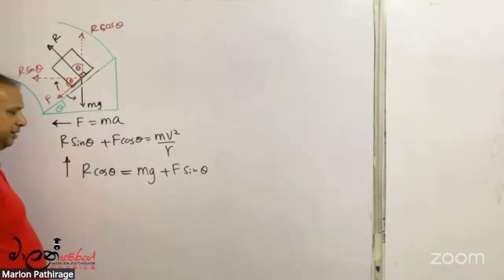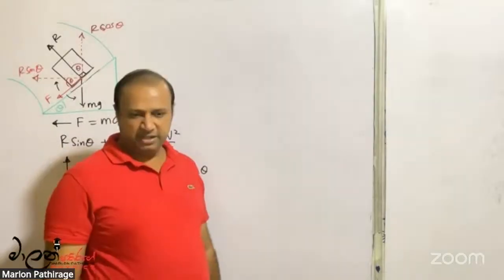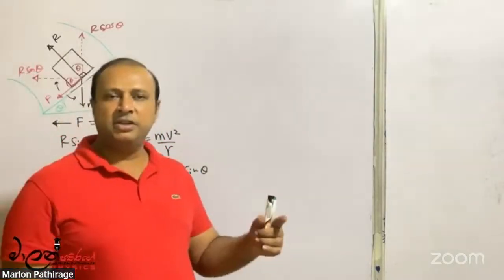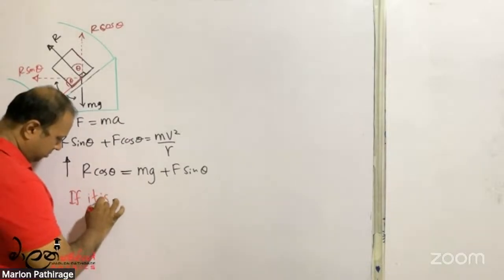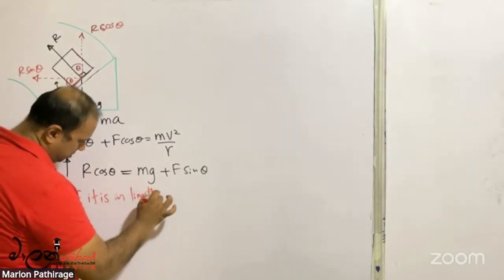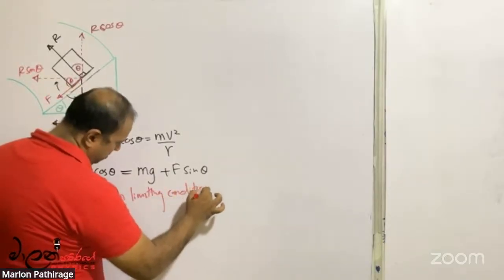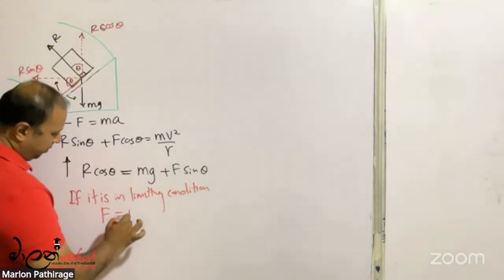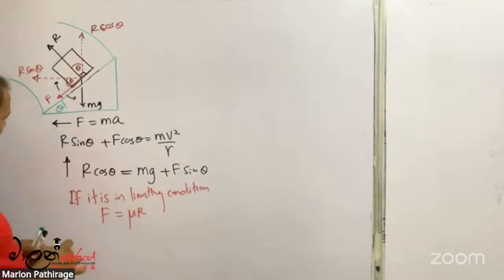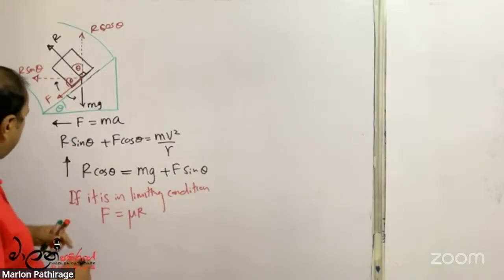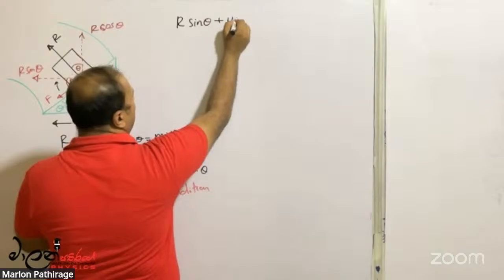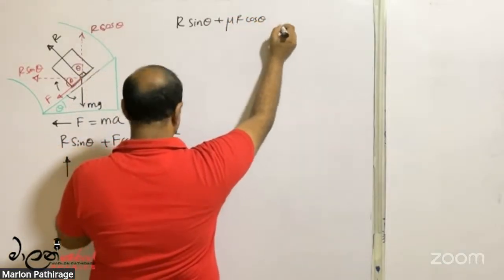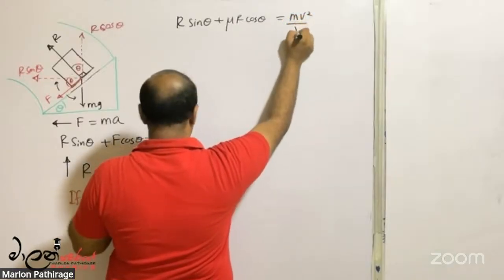Okay. Then suppose now it is a limiting condition. If it is in the limiting condition, then f equals mu R. Therefore from equation 1 I can write R sin theta plus mu R cos theta is equal to m v squared over r.